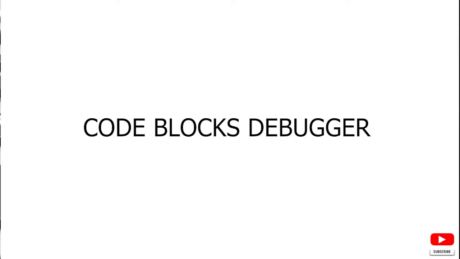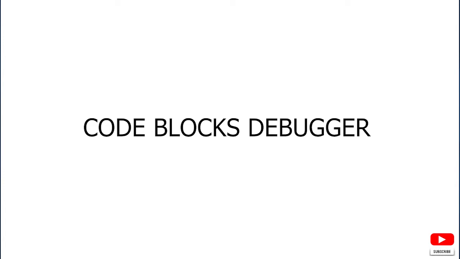In this lecture, I want to go through a demonstration of how you can use the debugger in the Code Blocks IDE. So I want to run through the graphical user interface, show you how you can start up a program in debugging mode, how you can set breakpoints, how you can look at the call stack, and how you can view different variables using the watch window.